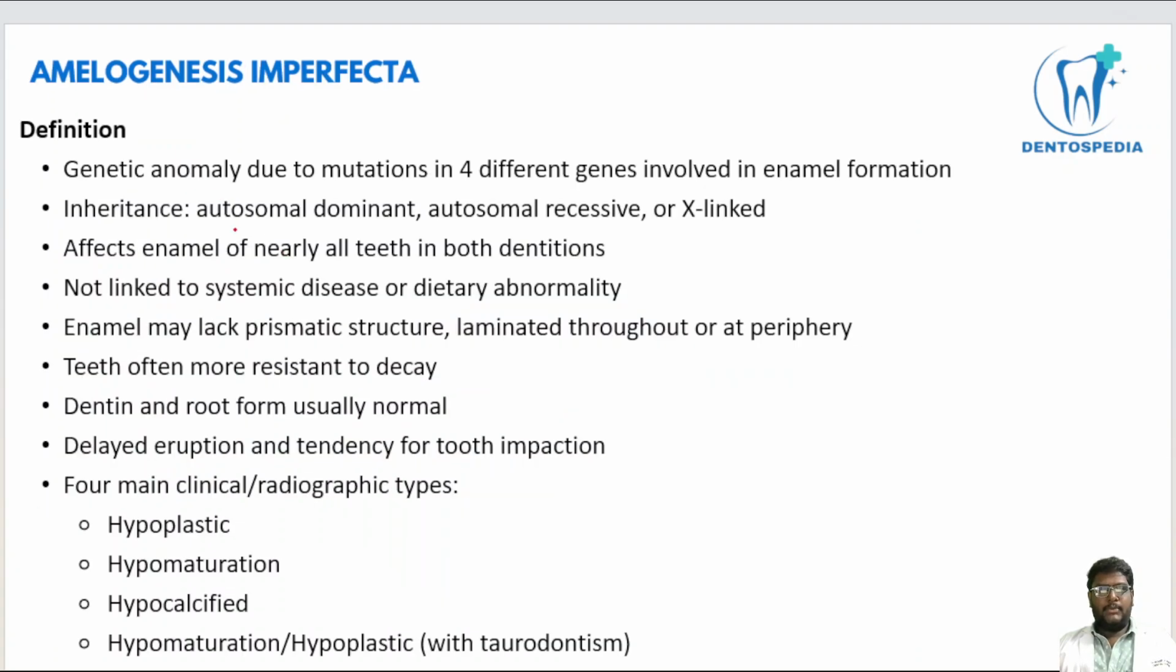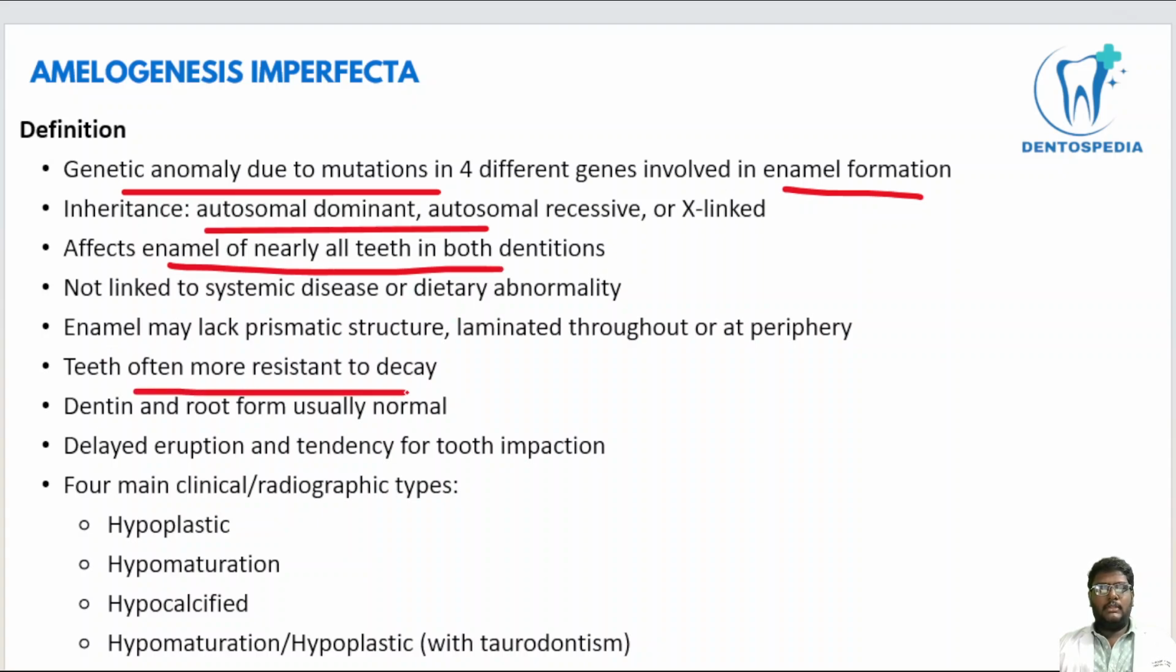Coming to amelogenesis imperfecta, it is a genetic anomaly mainly due to mutations in 4 different genes involved in enamel formation. Inheritance form is autosomal dominant, autosomal recessive, or X-linked. It affects enamel and all the teeth in both dentitions. Okay, and teeth are resistant to decay. So this is an important point. Usually in amelogenesis imperfecta, teeth are very resistant to caries. Dentin and root form are usually normal, so they are not affected.